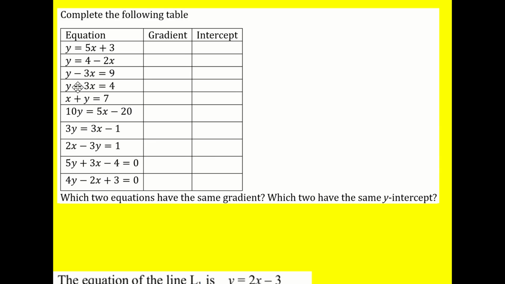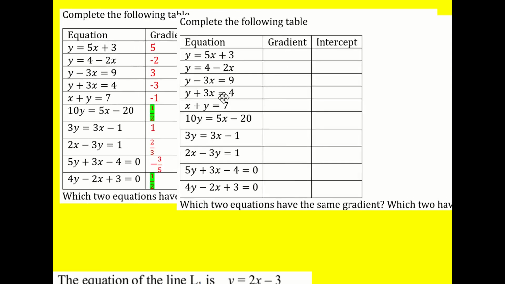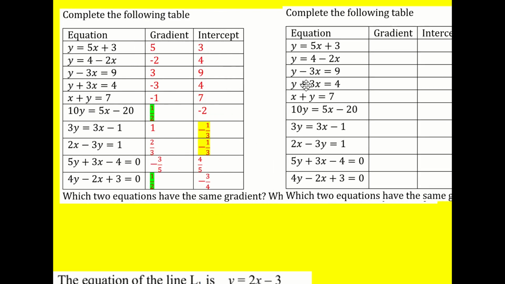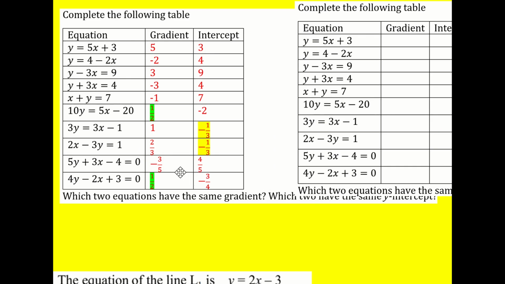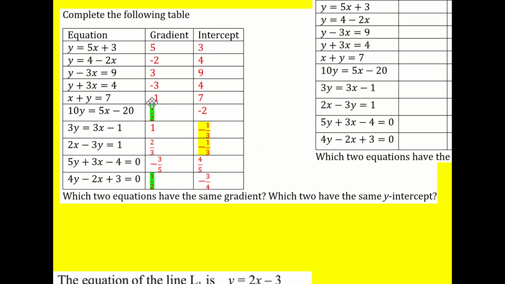Okay, I'm going to show you the answer now. I haven't got all the rearrangements, but here you go. This is what would happen. And which two equations have the same gradient? I've highlighted them in green. And this is the point. You wouldn't necessarily look at this one and think that they have the same gradient when you first see it, but there is 1/2 for both of them. And it's similar with the y-intercept. It's these two that have the same y-intercept.